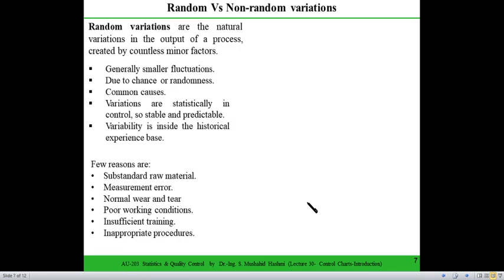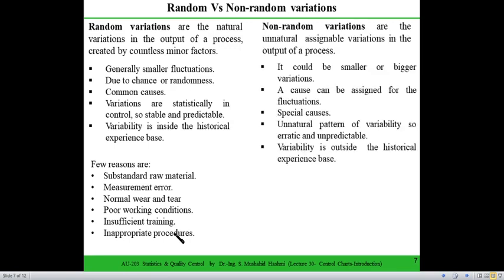There could be a few reasons in a production setup. For example, substandard raw material coming in as input to the process, or measurement errors, or normal wear and tear, or working conditions that are not up to the mark, or operators who are not sufficiently trained, or SOPs developed for the process that are not appropriate. These could bring variation into the process, and your output is going to vary because of those common causes or random variations.